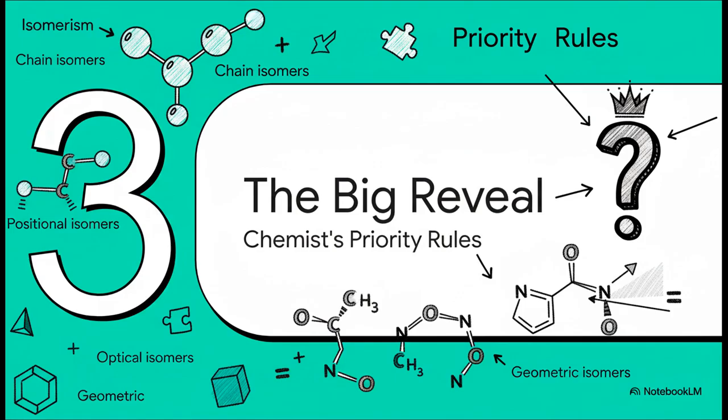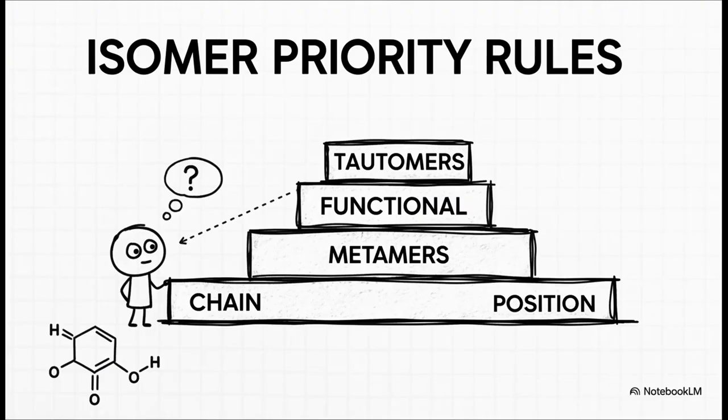Okay, so we've got chain, position, functional, geometric, and optical isomers. That's a lot to keep track of. But what happens if a molecule could be classified as more than one type? How do chemists decide which label to use? Well, this brings us to the big reveal, the chemist's priority rules. To avoid any confusion and make sure everyone's on the same page, chemists have an established hierarchy, a priority list. So if you have two molecules that could be seen as both a functional isomer and a chain isomer, for example, you'd look at the list. Functional is higher up, so that's what you'd call it.